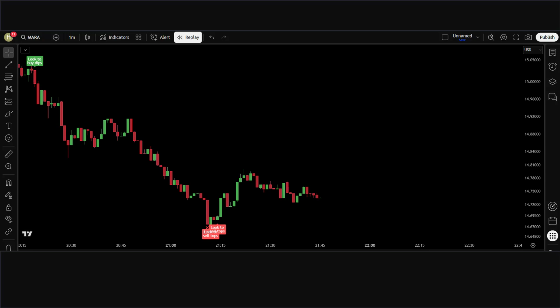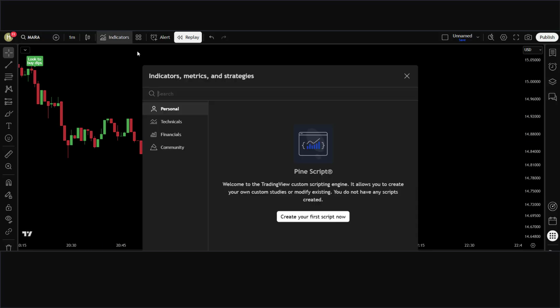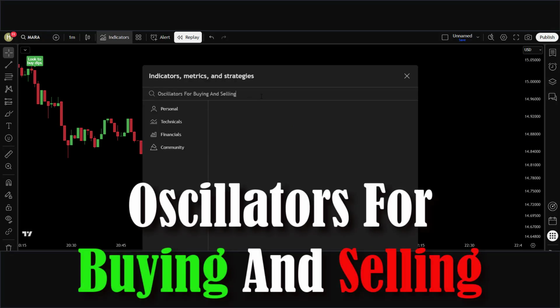We have to apply another indicator on the chart. The second indicator is named oscillators for buying and selling.